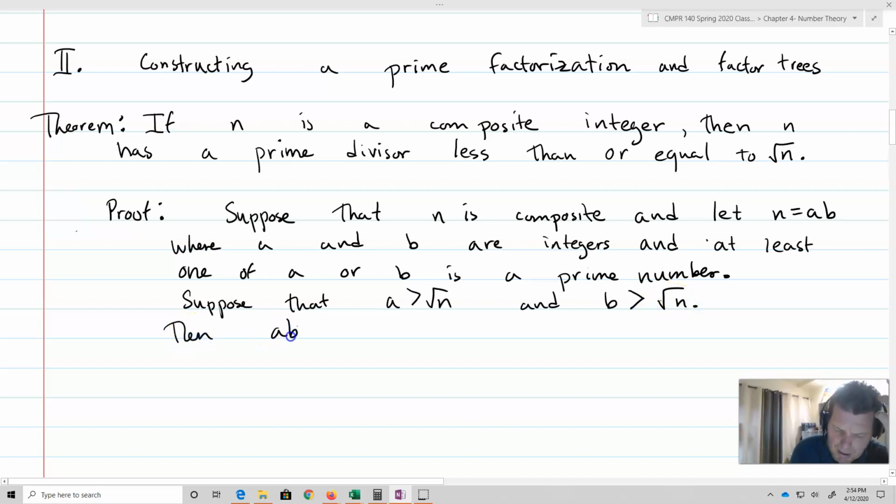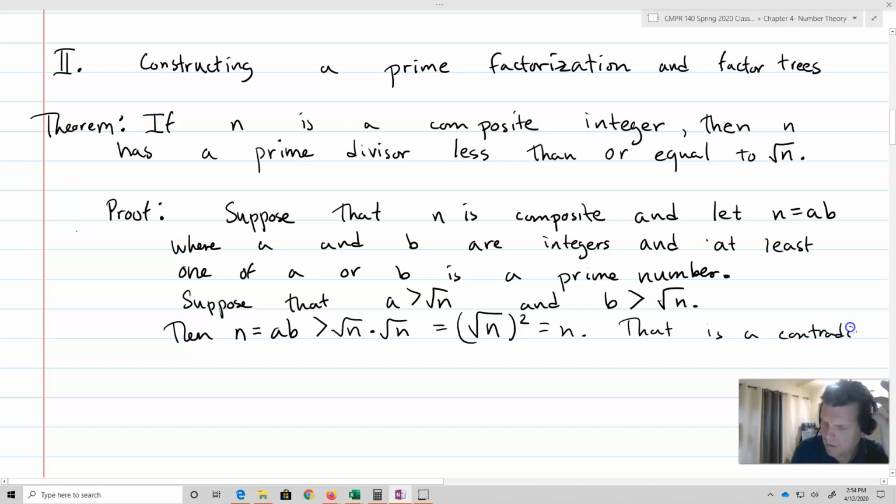Then ab, which equals n, is going to be greater than root n times root n, which equals root n squared, which equals n. That is a contradiction. So either a is less than or equal to the square root of n, or b is less than or equal to the square root of n.